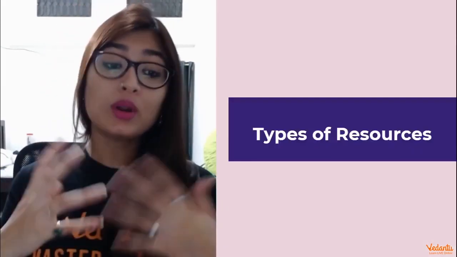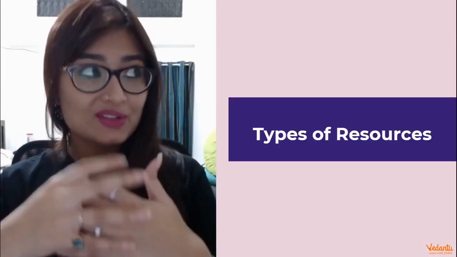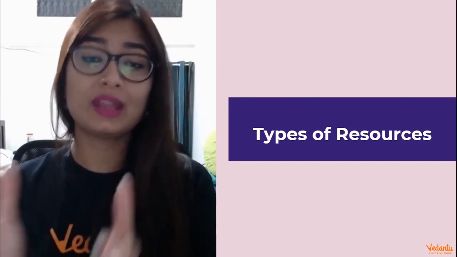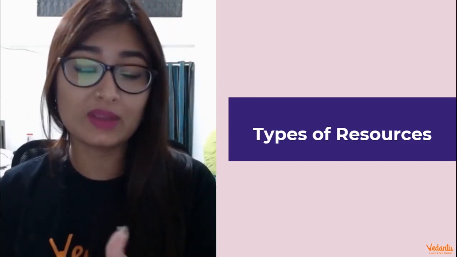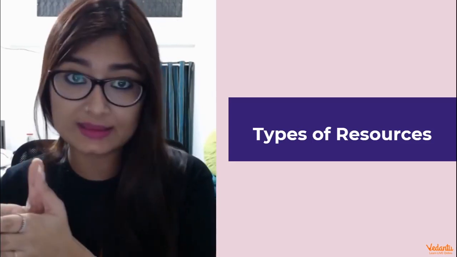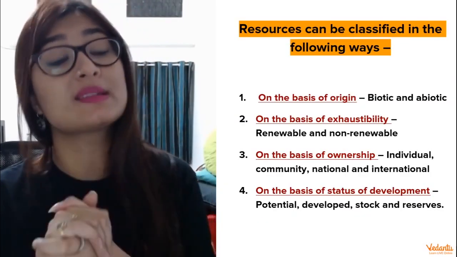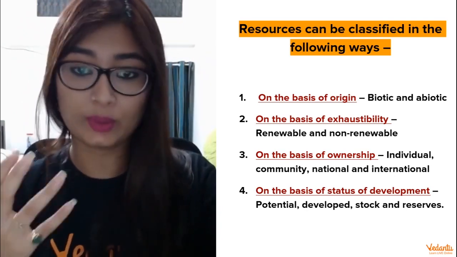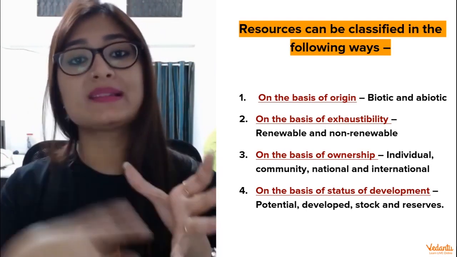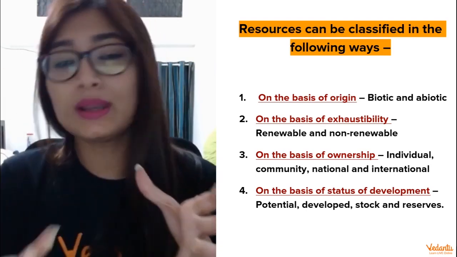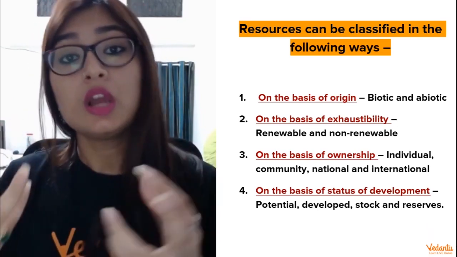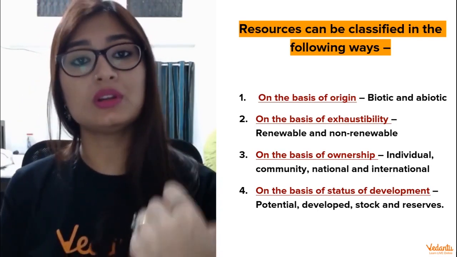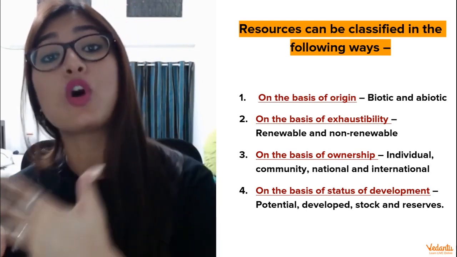Okay, now let's see what the different types of resources are. There are so many kinds of resources available out there, so we have to categorize them. We have to put them in different categories, and that brings us to the types of resources. The resources can be classified into the following types, and this is done on the basis of different qualities or different bases. So now it has been divided on the basis of origin, exhaustibility, ownership, and status of development.